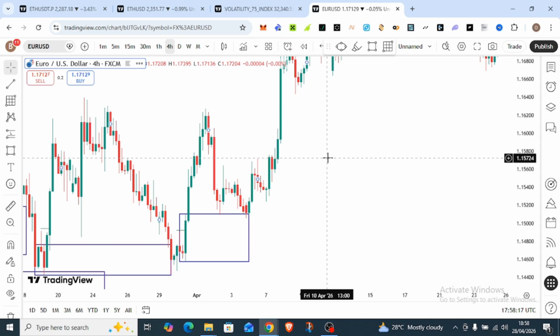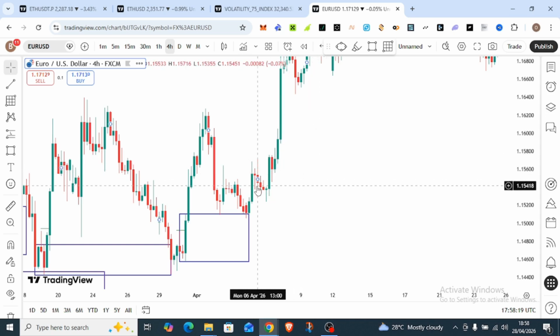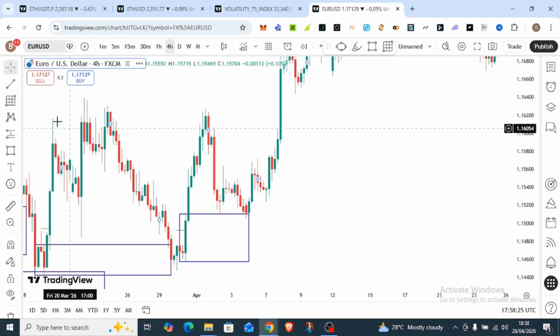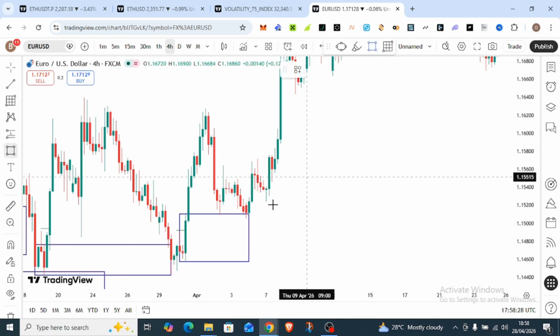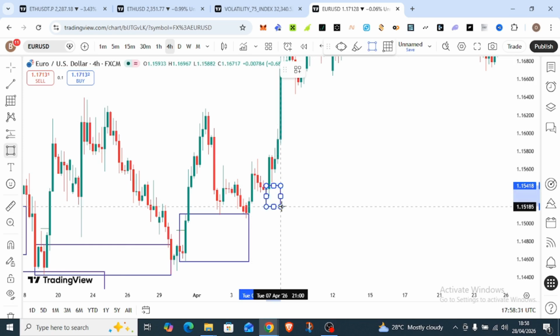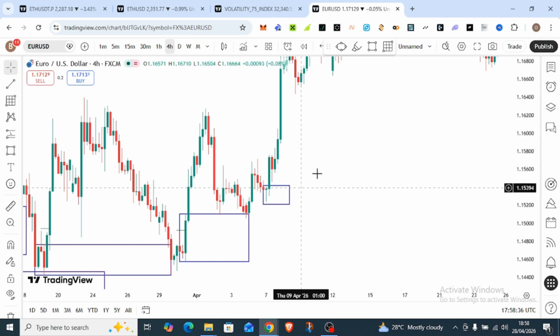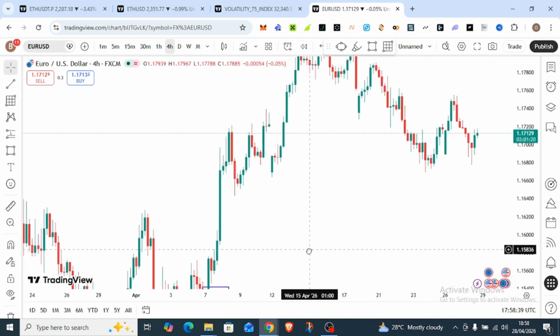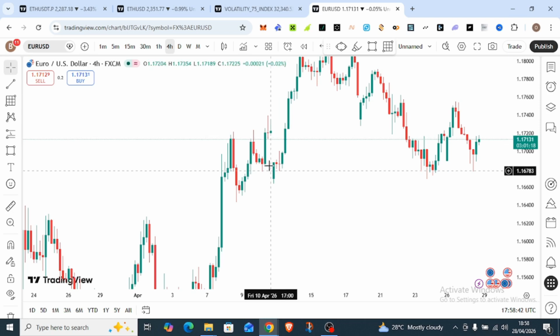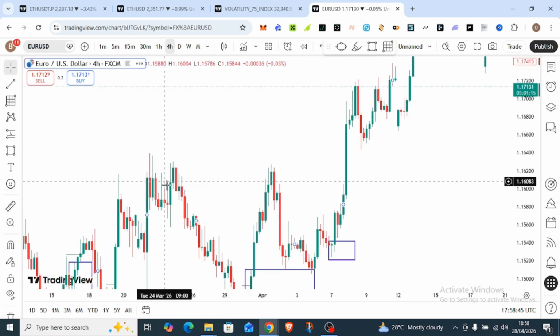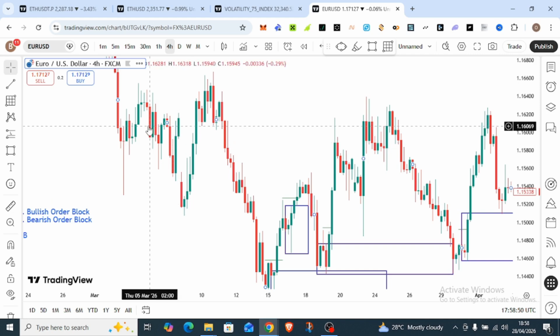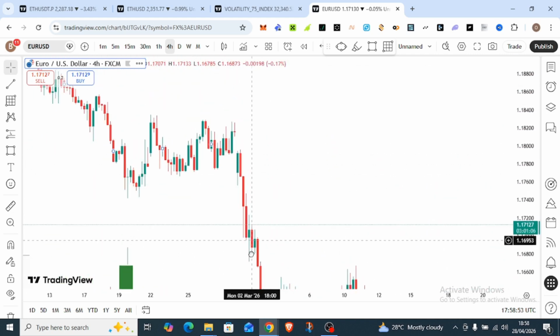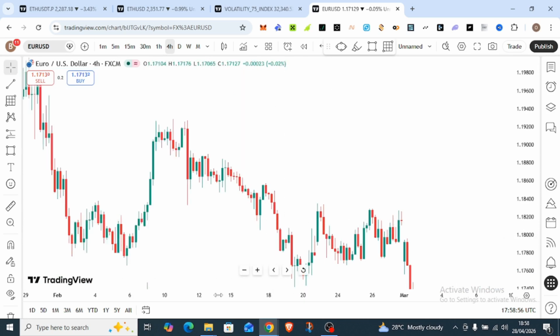There's a break of structure here, and the low of this candle has been taken by this. So we have to mark our order block here. So this becomes an order block. This becomes an order block. And this is it. Since we've done much example on bullish scenario, let's go to bearish scenario and do some examples.